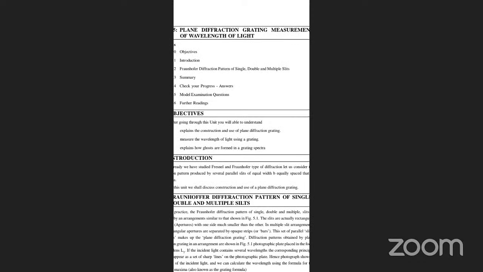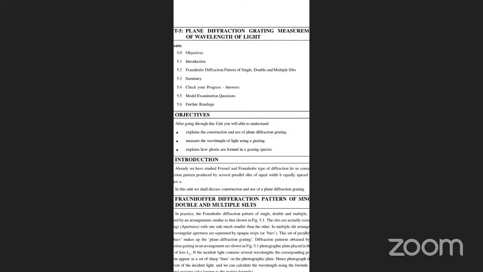Next, plane diffraction grating, measurement of wavelength of light. Fraunhofer diffraction pattern of single, double and multiple slits. Multiple slits is nothing but a diffraction grating. After going through this unit, we will be able to measure the wavelength of light using a grating, and understand how ghosts are formed in grating spectra.